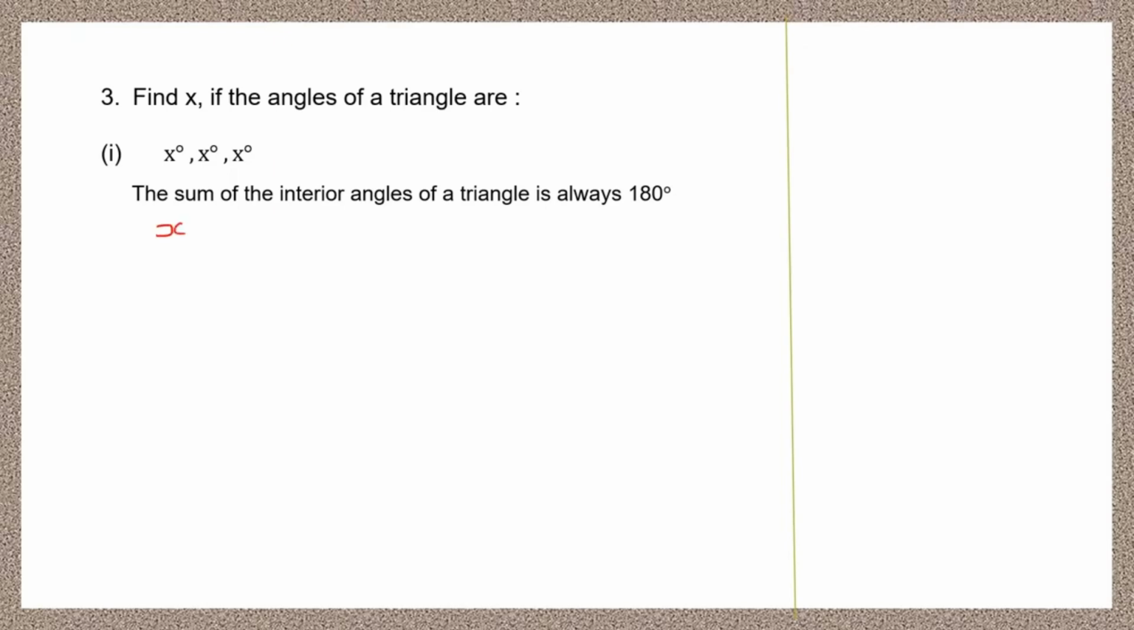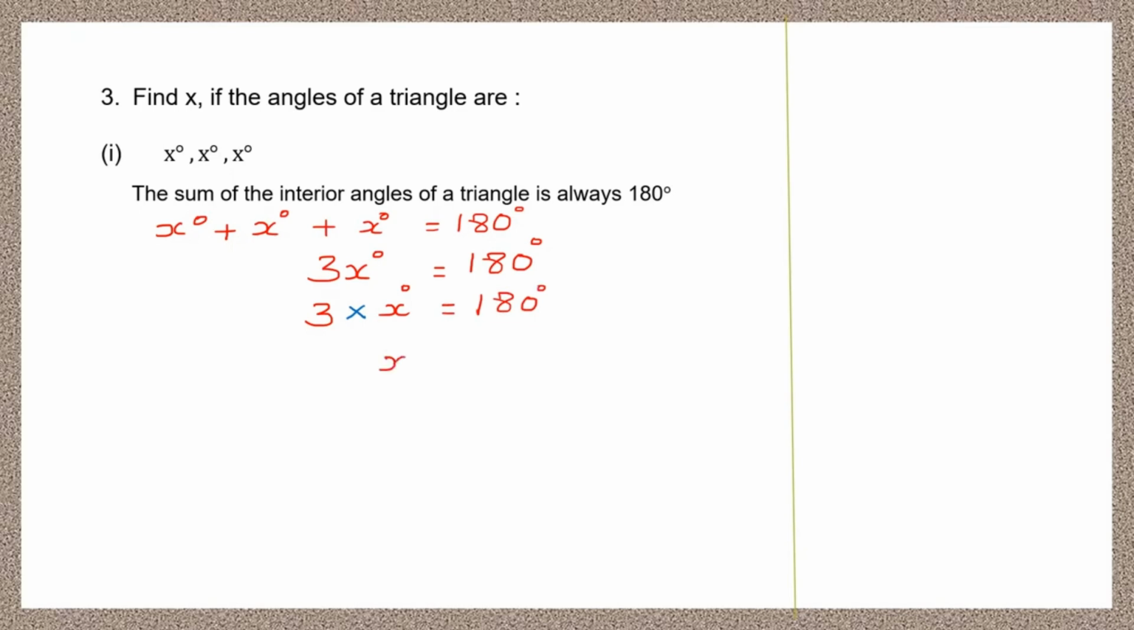That means if I add up x degrees plus x degrees plus x degrees, it will be equal to 180 degrees. x plus x plus x will give me 3x. 3x degrees is equal to 180 degrees. What does it mean when we say 3x degrees? We mean 3 into x. When we say 3x, we are meaning 3 into x. 3 into x degrees is equal to 180 degrees.